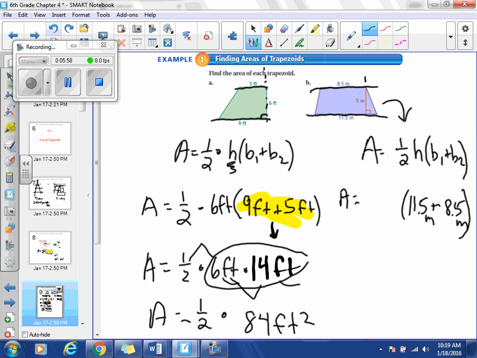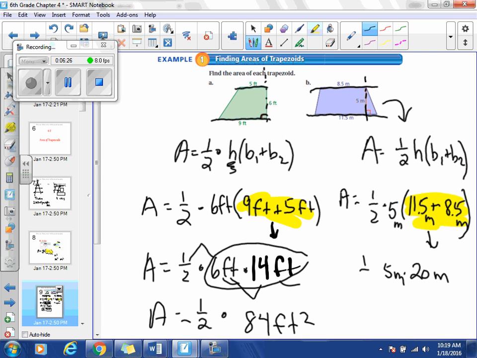After we add those, we're going to take those times the height of 5 meters, and then we're going to take half of all that. Order of operations, do it in the group first. So 11.5 plus 8.5. 11.5 meters plus 8.5 meters gives us 20 meters.